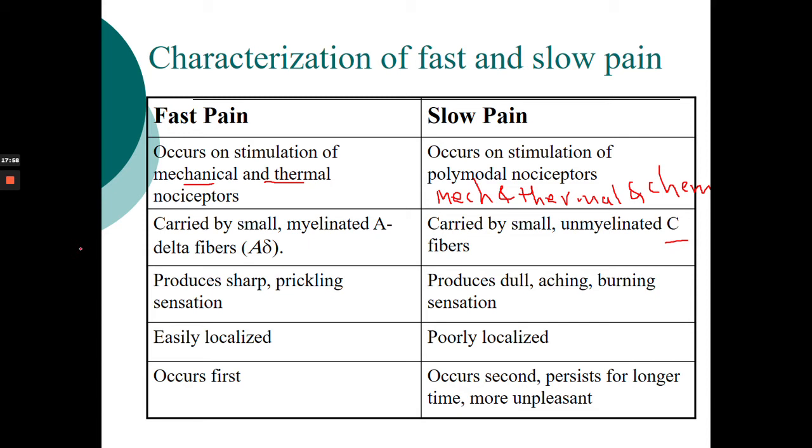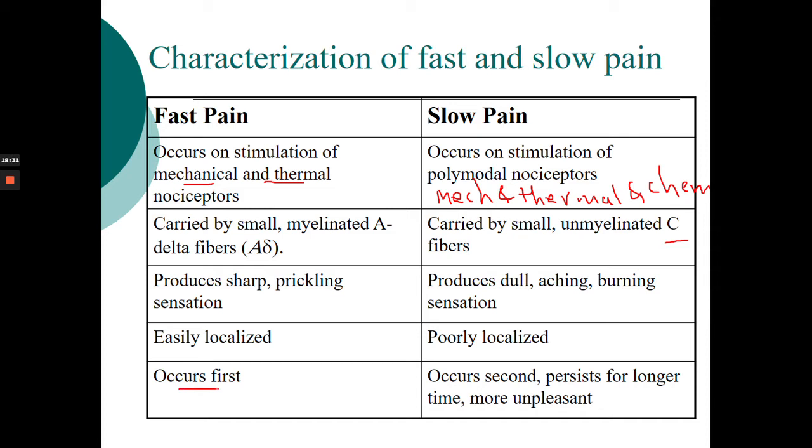Usually fast pain is easily localized and slow pain is poorly localized, although the localization is not as perfect as in the dorsal column system. But relatively, fast pain is easily localized because it is transmitted through fast myelinated fiber, and slow pain is poorly localized because it is transmitted through slow fibers.